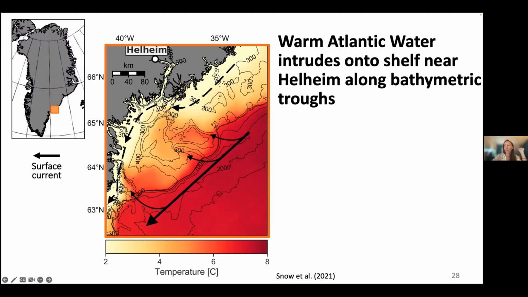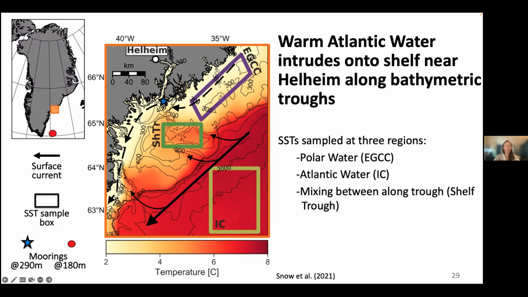Cool. All right, so for the project that we did, we looked at the East Greenland coastal current as an end member for polar water. We looked at the Irminger Current as an end member for Atlantic water to see what the temperatures of those are. And then we looked at this green shelf trough box right along that trough to look at the temperatures of the water that are getting up on that trough towards Sermilik Fjord and Helheim Glacier, and potentially continuing on at depth.